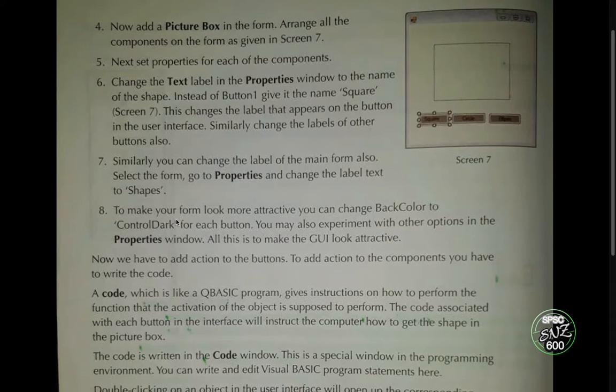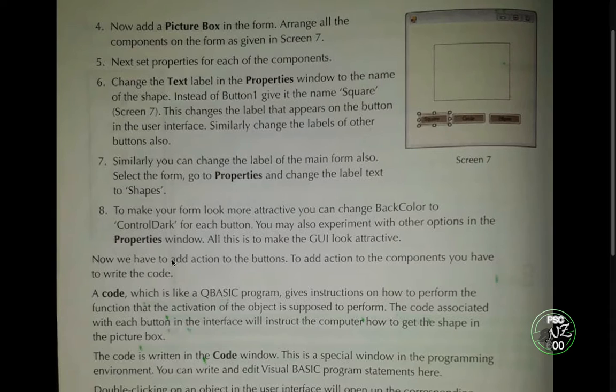Now to make your form look more attractive, you can change back color to control dark for each button. You may also experiment with other options in the properties window, all this to make the GUI look attractive. So you can use other properties to make your form look attractive. I've shown you some of the properties in my last project.